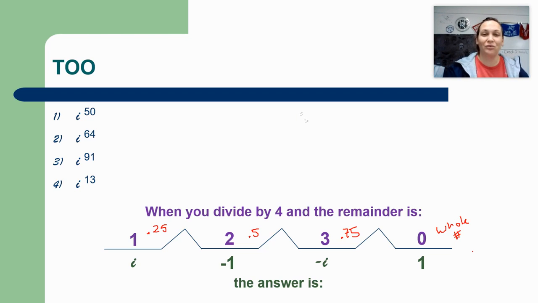So the answer to number 1 is -1. That means when I divided, I got a decimal of 0.5. The answer to number 2 is 1. That means that 64 is evenly divisible by 4. The answer to number 3 is -i. That means that when I divided, I got 0.75 as part of my answer. We don't care about the whole number part. We're just worried about the decimal part. And number 4, the answer is i, which means that I got 0.25 when I divided it in my calculator.